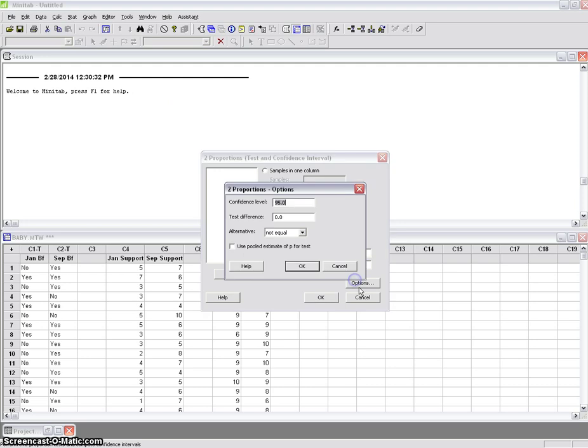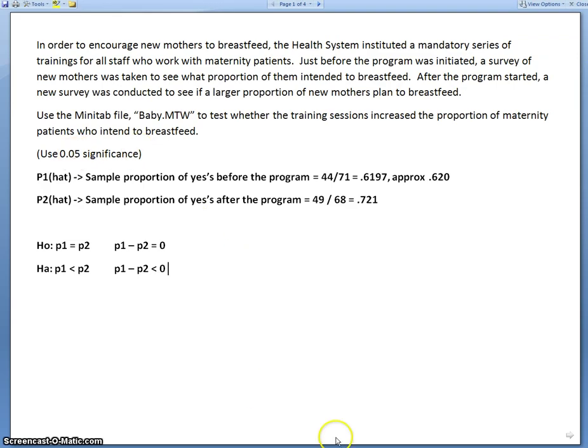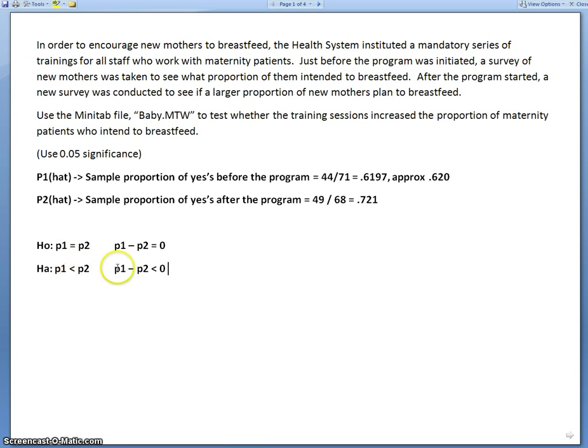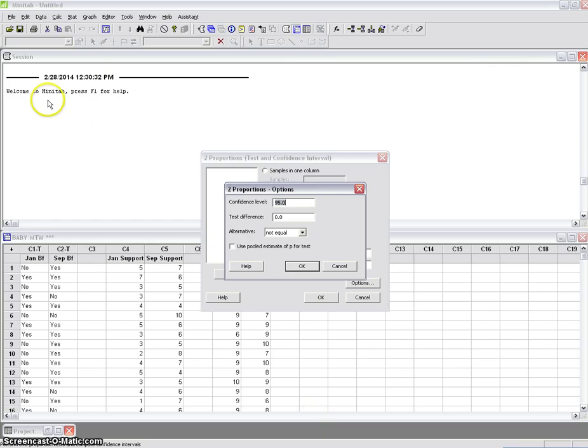So just going into options, let's look at our level of significance, which is 0.05. So we have a 95% confidence level. Test difference, always going to keep that as 0. And the alternative hypothesis is that this is less than 0. So this is less than. And we are going to use the pooled estimate.